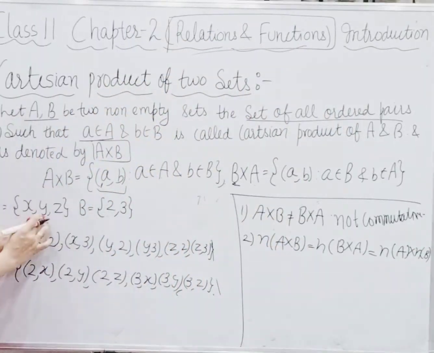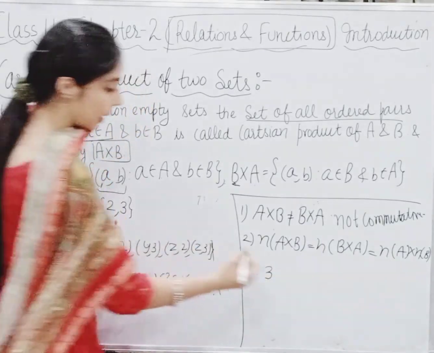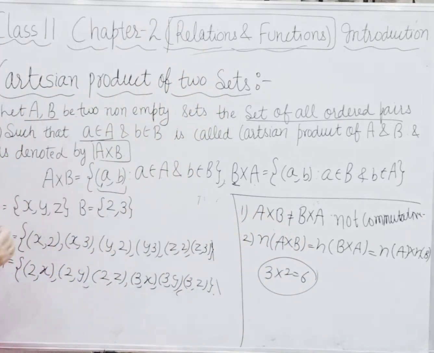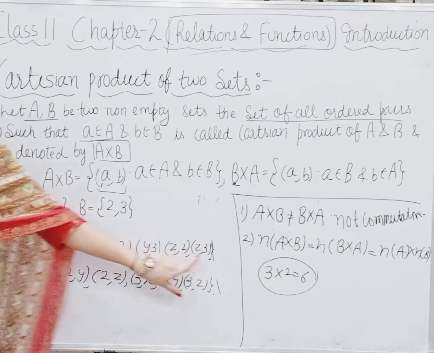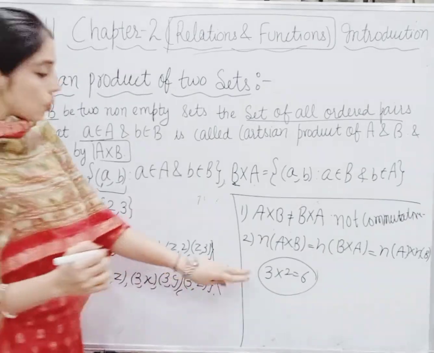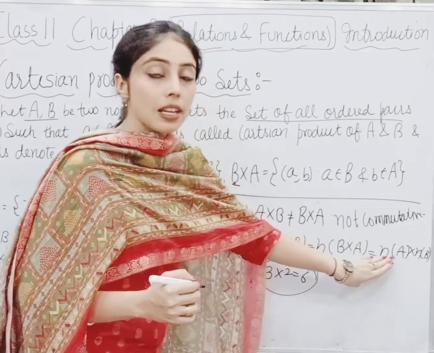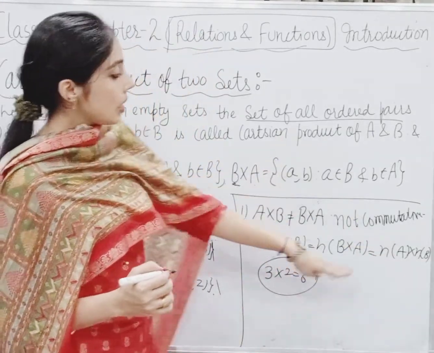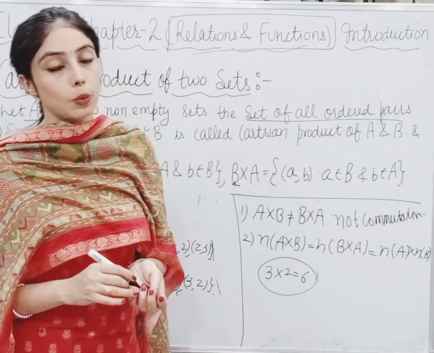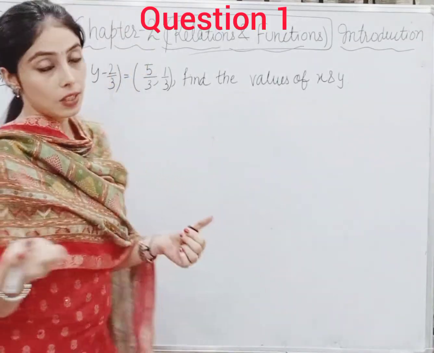You can easily observe, here the number of elements in A is 3 and the number of elements in B is 2. So the number of elements in the product is 6. In B cross A also 6. So the number of elements are equal, and these are the product of the number of elements, but the Cartesian product is not equal. This is not commutative. Let's discuss question number 1 of exercise 2.1.